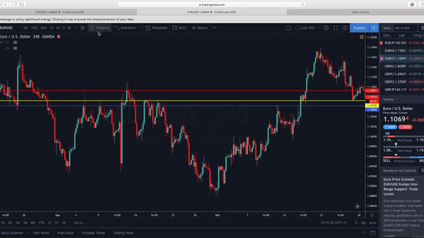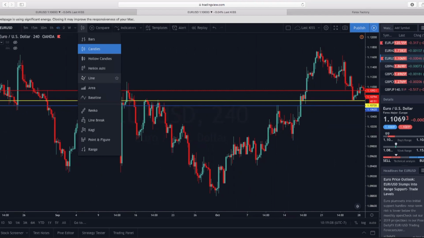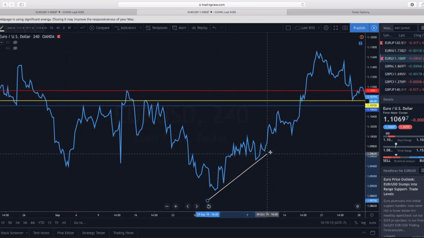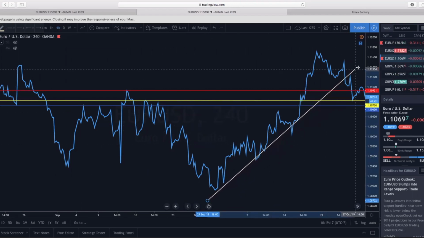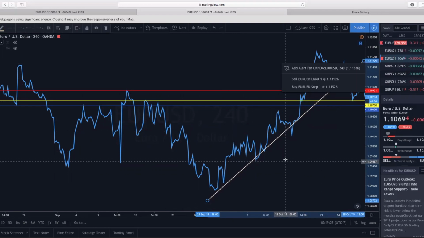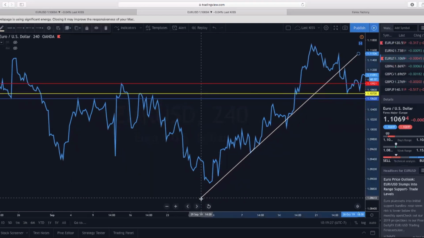I am a firm believer in using your trend lines and just making things easy for you. I like to turn this to a line chart. I then will get my trend line and just connect my swing points. You'll see here, I'm going to show you when you need to start changing your bias. So let's say we know that price was in an uptrend.